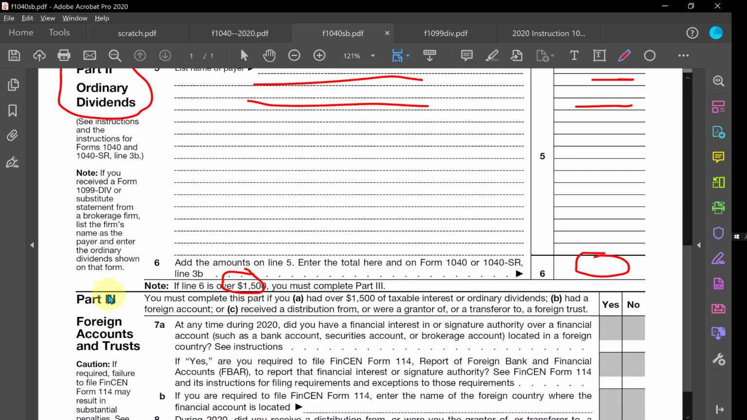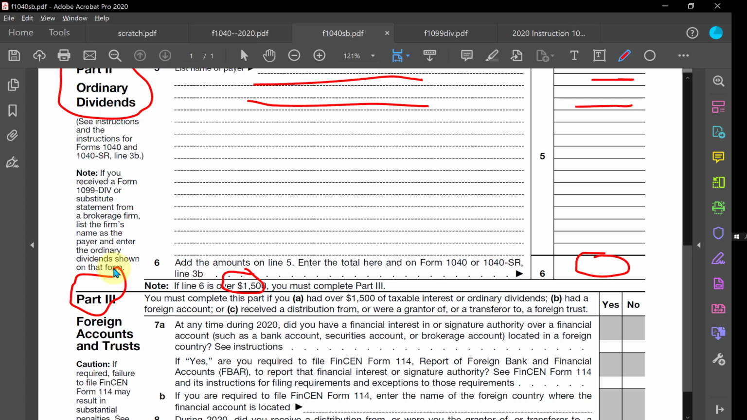Let me talk about this part 3. The taxpayers we're preparing 1040 forms for are either United States citizens or United States residents. And they have to report on their 1040 all of their income, no matter where it's located, no matter where it's being earned.